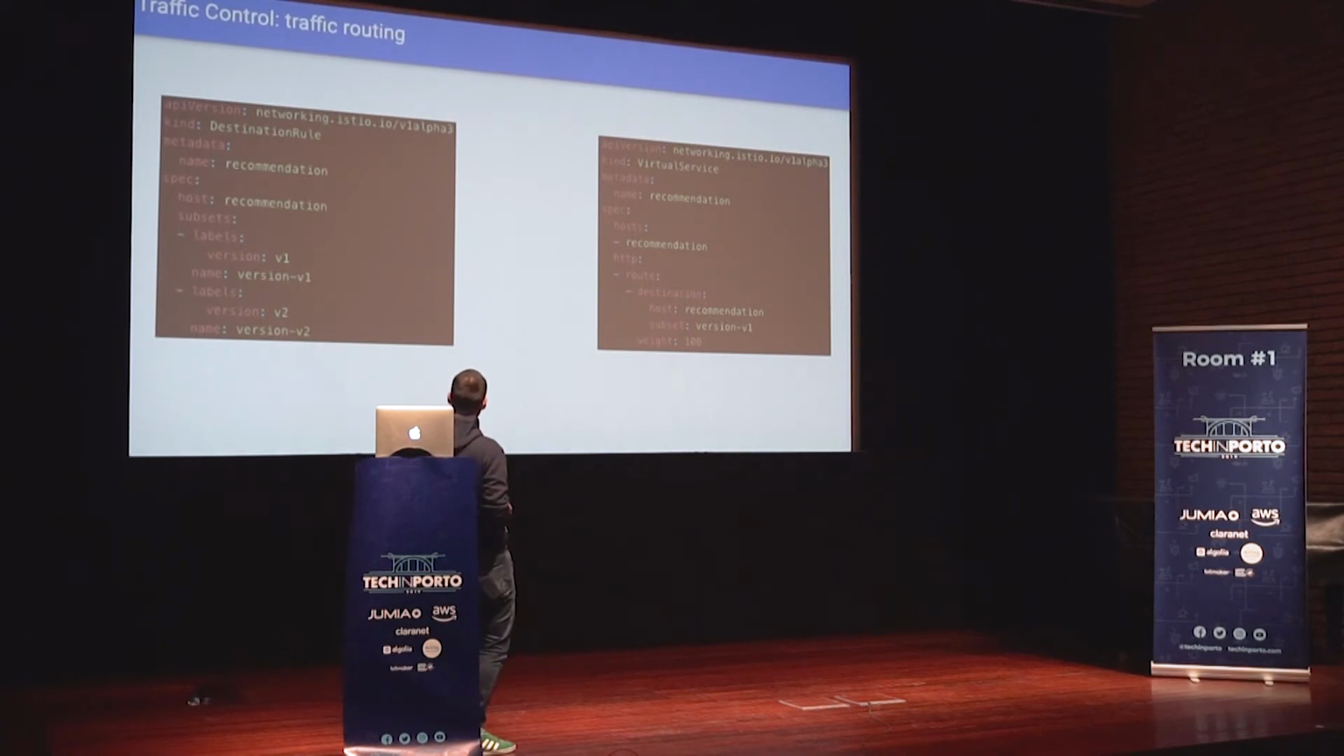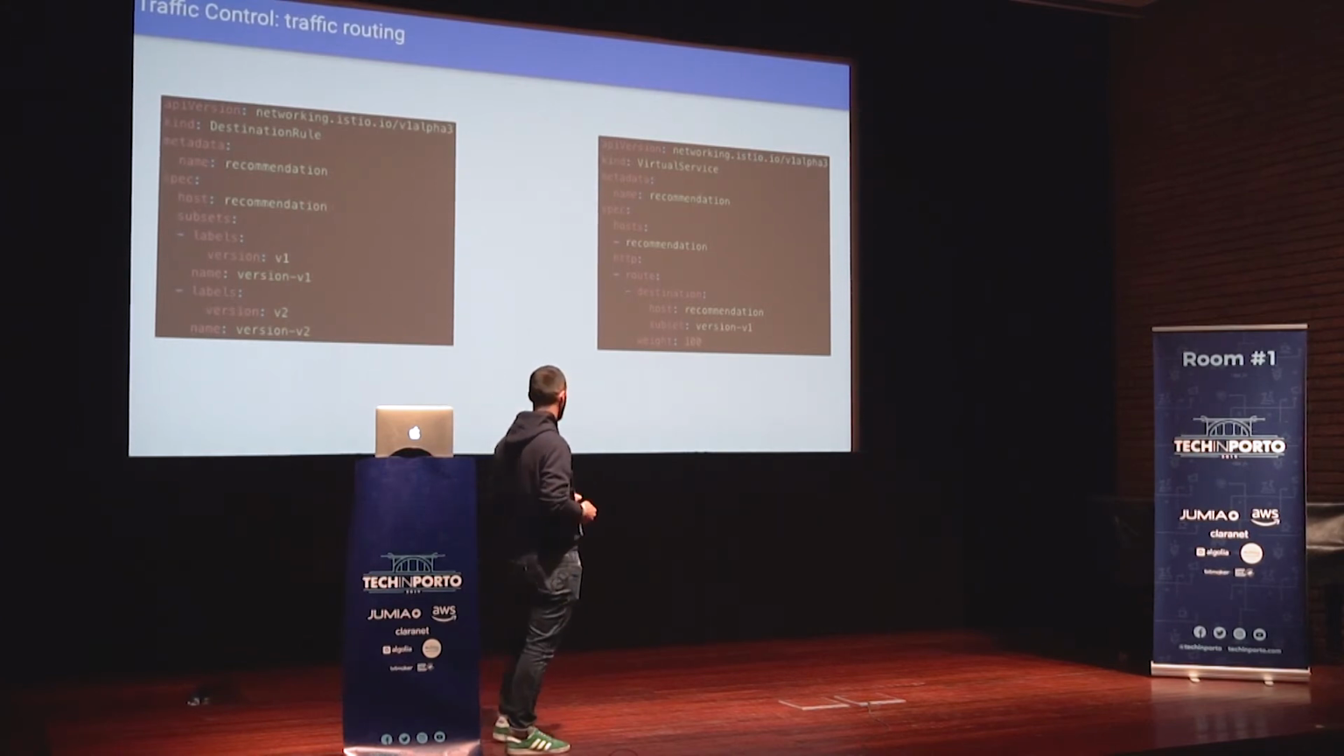We'll just touch briefly on the code. A destination rule is actually where you specify what your applications are. If anyone is familiar with Kubernetes files, this will look very, very familiar. Here we have an example of a recommendation system, and we're saying that if the recommendation system has a label V1, it will be called version V1, and the same for version V2. This is just for discovery.